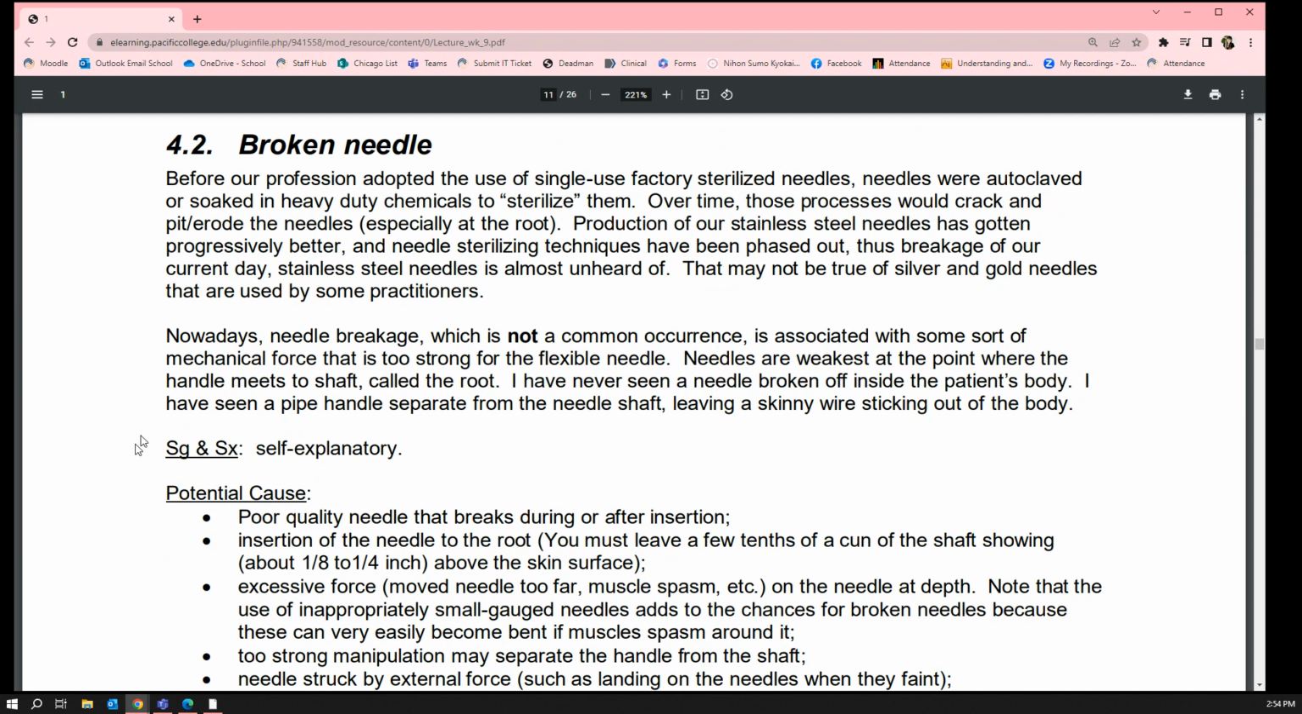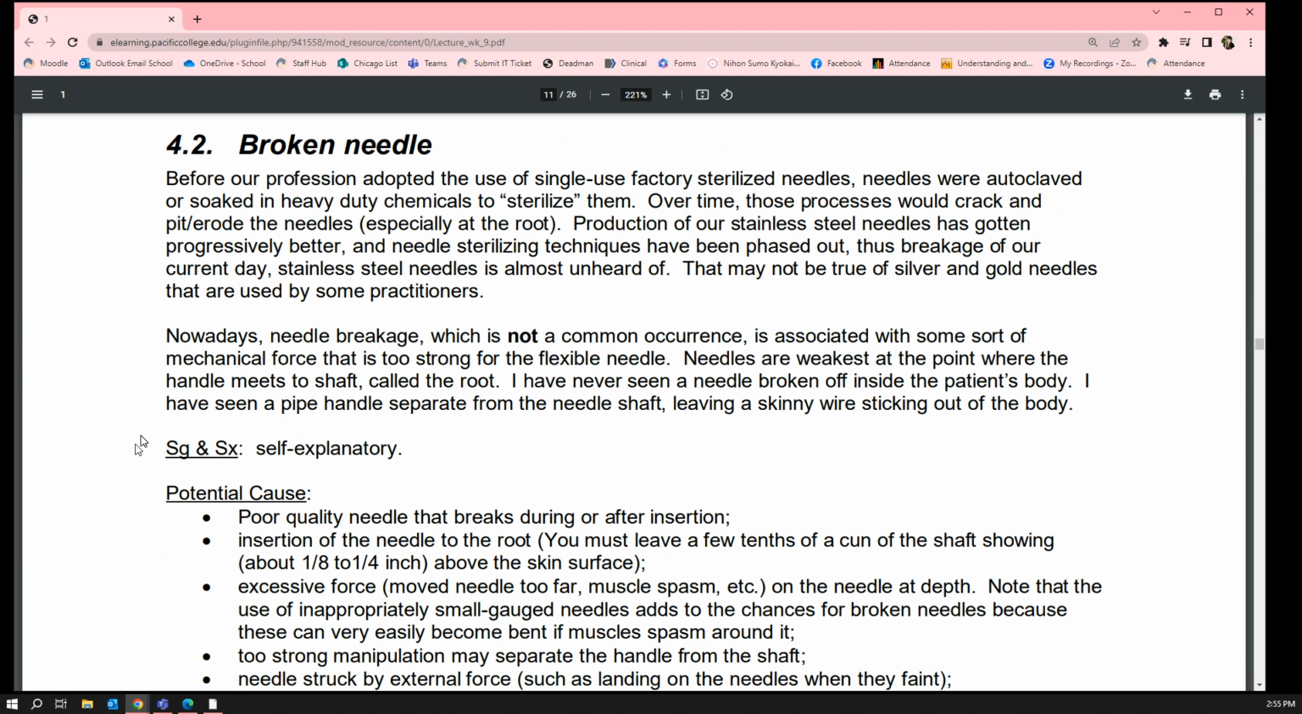You will pull to withdraw the needle and only some of it will come out. Some of it will remain embedded in the patient's body. Typically, when this happens, we are going to see it where the handle meets the shaft. That's called the root of the needle. That's where they're weakest and where this is most likely to happen. This is actually two pieces of metal fused together. The shaft and the handle of the needle are originally two separate things that are bound together. So of course, that's where it's most likely to break.